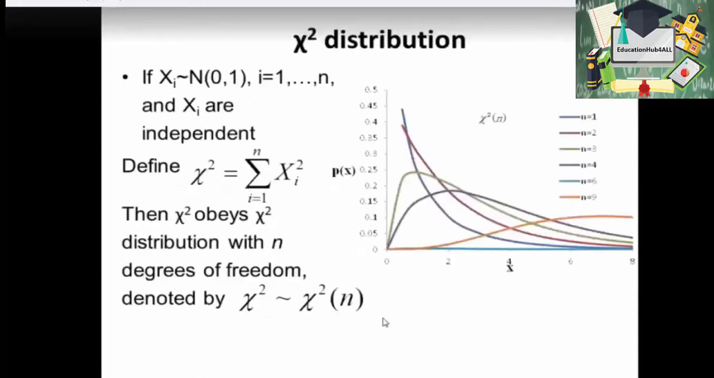Okay, now let's take a look at the chi-square distribution. So this is the chi-square distribution with different degrees of freedom, from 1 up to 9. The larger the degree of freedom, the longer the tail becomes. But the chi-square distribution actually comes from a normal distribution. It's the sum of squares of independent normal distributions, and then we will have a chi-square distribution.